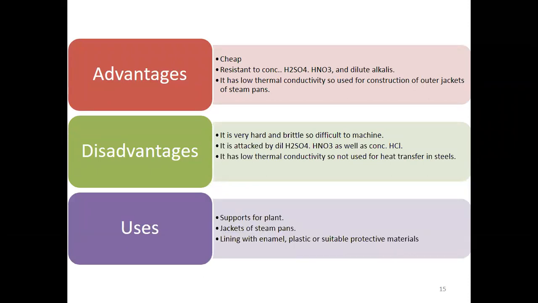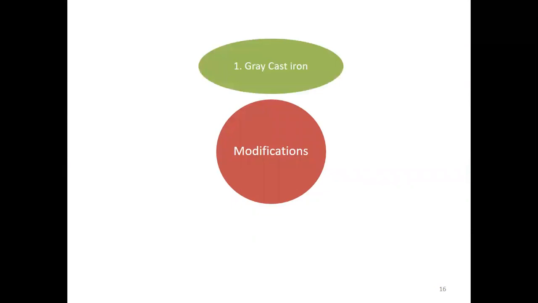Let us see its uses. It acts as a support for the plant. It is used as jackets of steam pans. It is used in lining. If you enamel it, then lining with enamel, plastic or suitable protective material, then you can use it for other purposes as well.